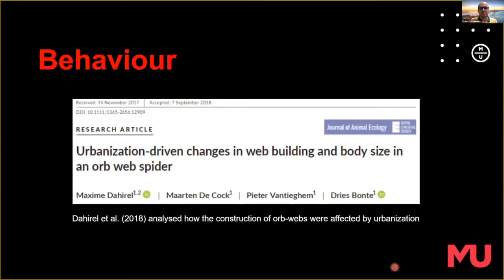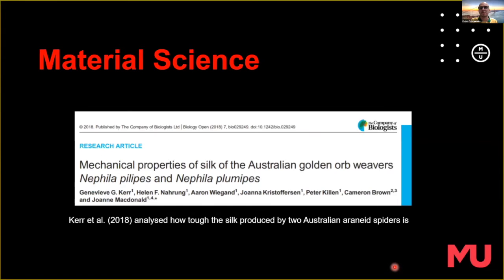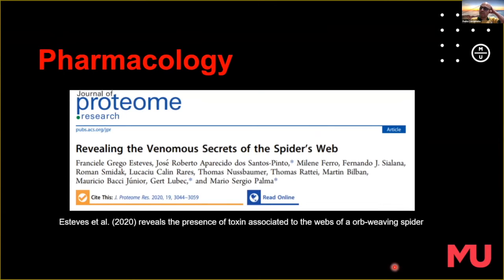Just to give an example, about behavior, we have this paper from 2018 that analyzed the construction of webs being affected by urbanization. About evolution, in 2000 Hormiga and collaborators proposed a phylogeny of orb-weavers that presented sexual size dimorphism. About material science, in this paper they analyzed how tough the silk of an orb-weaver spider can be. And about pharmacology, for example, the presence of toxins associated with webs.